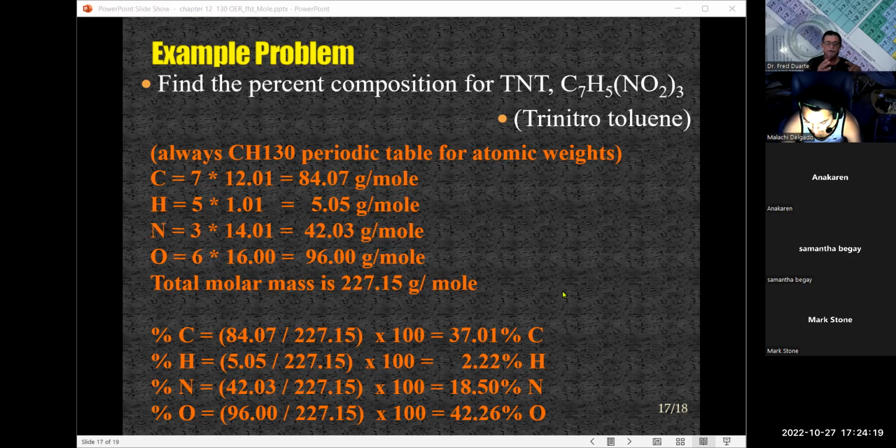So TNT consists of 37.01% carbon, 2.22% hydrogen, 18.50% nitrogen, and 42.26% oxygen, okay? And you can do this for any molecule that's out there. All you need is the formula, which in this case you were given. And be able to determine how many of each you have, and you just do the math and multiply by 100, and all those percentages should add up close to 100%. If you're at 99.99, no big deal. It's just a rounding error.